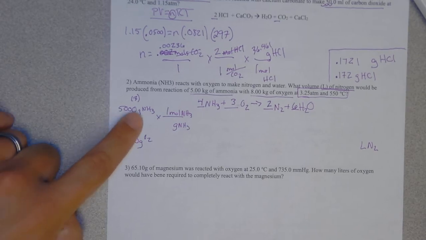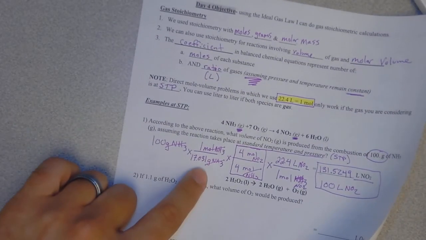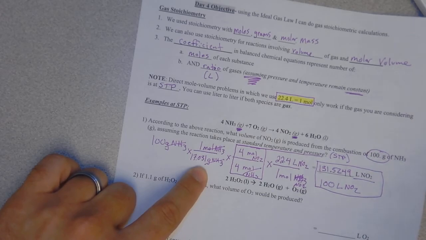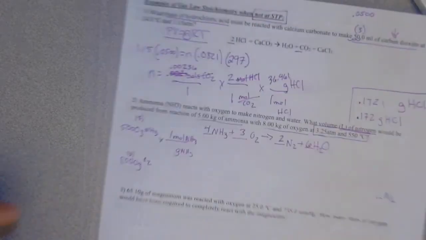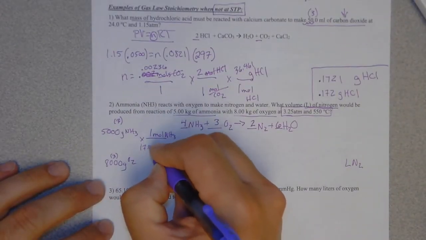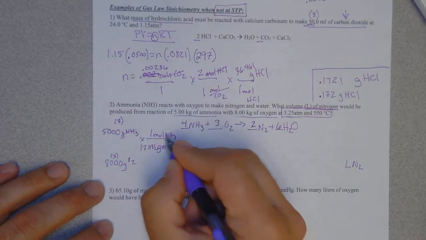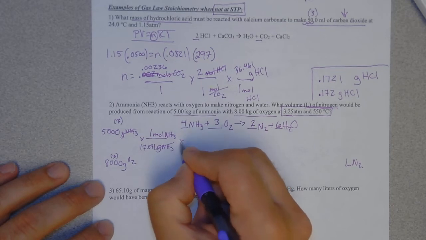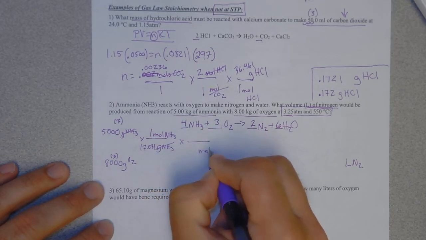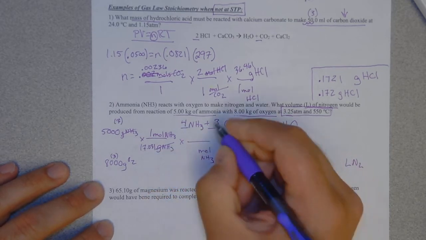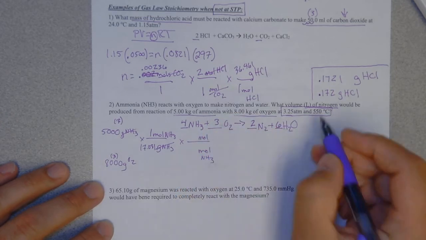And we've already found the molar mass of NH3 once. It's 17.031. So now I'm out of grams. I need to get into moles. I'm in the moles. Now I can get out of moles of NH3 and into moles of nitrogen.